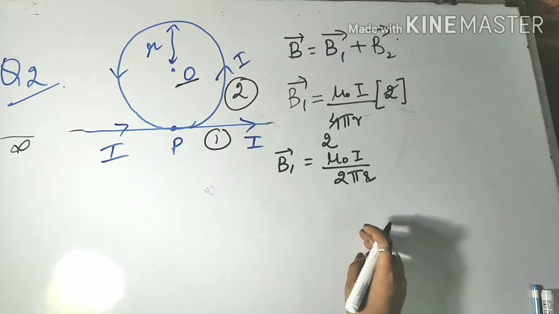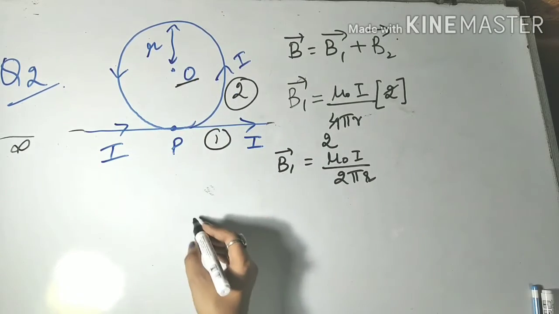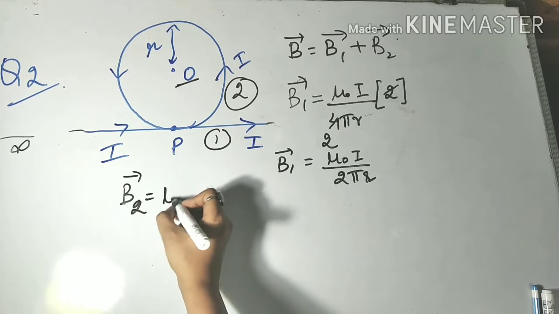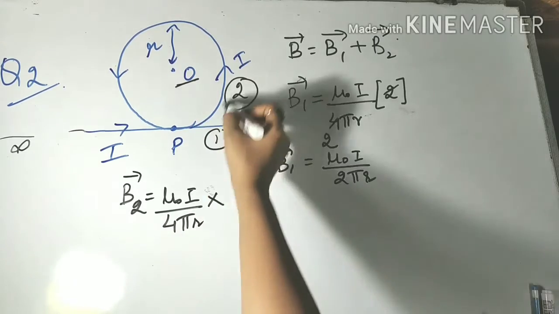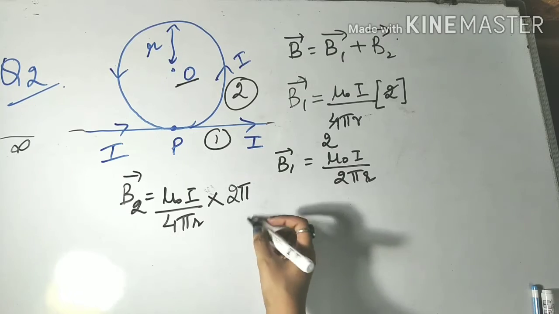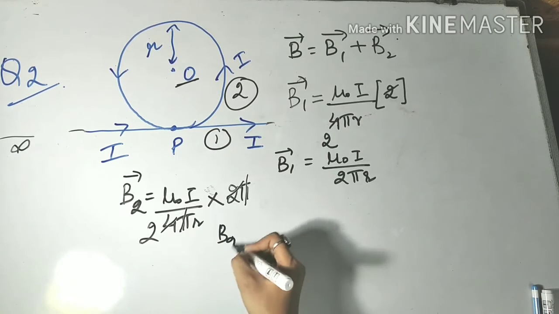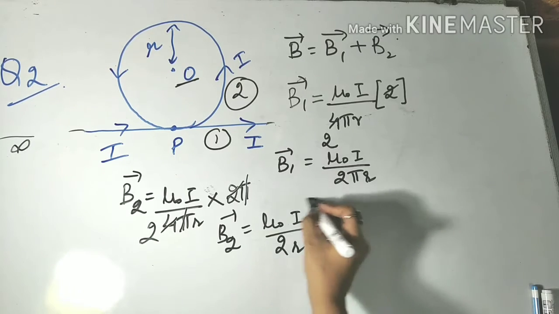We are going to see the direction at point O due to this and due to the circle. Now for B2, it is mu naught I by 4 pi r, and theta here is for the whole circle, so I need to substitute 2 pi here. Pi cancels with pi, and this is 2. So your B2 vector is going to be mu naught I by 2r.